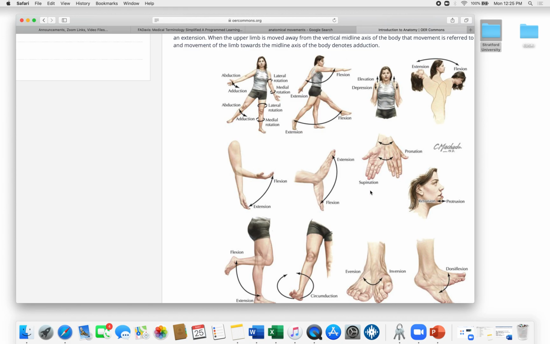Now, supination and pronation. This is how I remember pronation. Putting your palm down on the table. That's pronation. And then supination is simply the exact opposite.